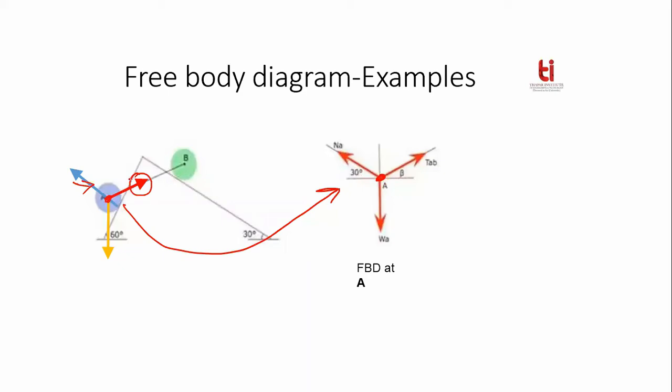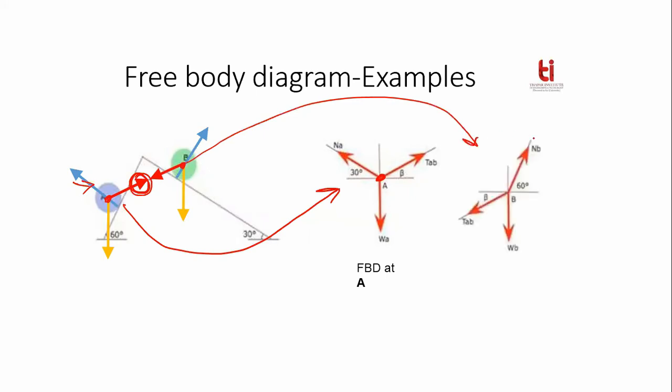Now because you are getting a tension along this string, this tension will be balanced by another tension which will pull the body B, and on the body B you will again get a weight force and a force due to normal reaction. So again you can draw an FBD for point B. The FBD for point B will appear somewhat like this arrangement. Now you can apply Lami's theorem.